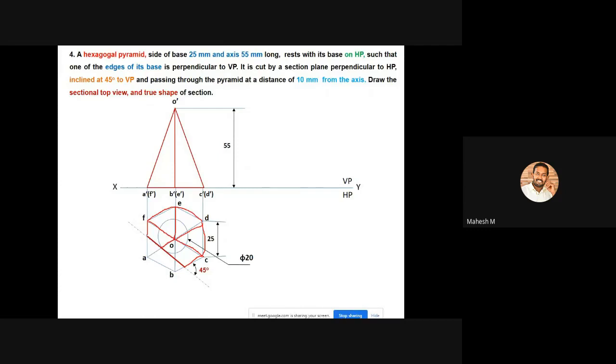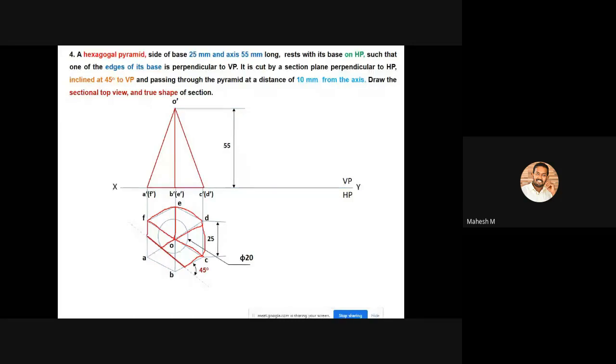So I have taught you hexagon, similar to this pentagon. Okay, but pentagon will be having only 5 edges and 5 corners and 5 slant edges. So please see how to draw the pentagon. Okay, so here we are having a number of cutting points.